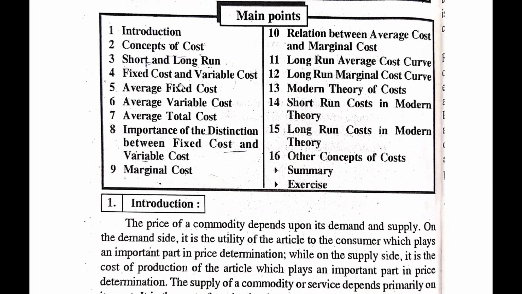short and long run cost, fixed cost and variable cost, average fixed cost, average variable cost, average total cost, importance of distinction between fixed cost and variable cost, then marginal cost, relations between average cost and marginal cost, then long run average cost curve, long run marginal cost curve, modern theory of cost, short run cost in modern theory, long run cost in modern theory, and other concept of cost.